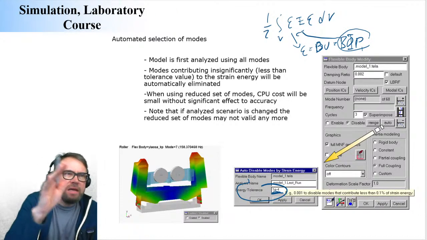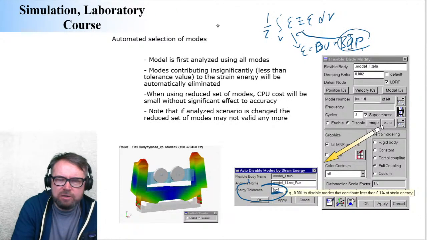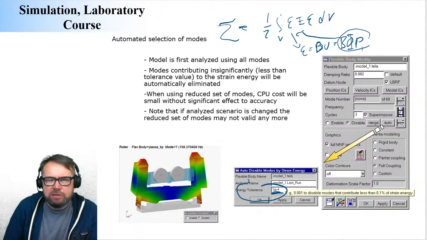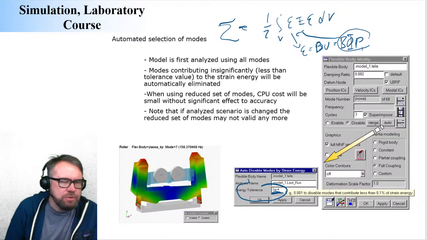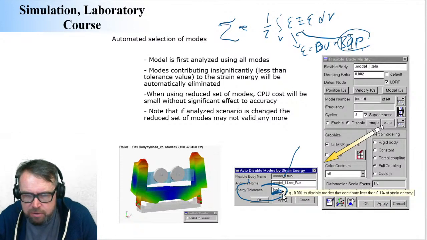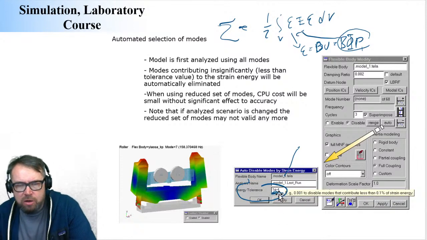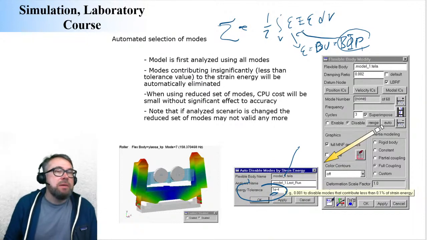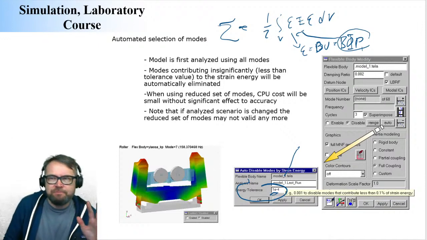And when you're summing them up, when you're putting them all together, then you get the total strain energy of the system. And then you can see how much each of the modes is contributing to total energy. And now if the contribution is less than this number here, the energy tolerance to be more specific, then it's automatically ignored. So it's automatically doing this selection procedure for you.